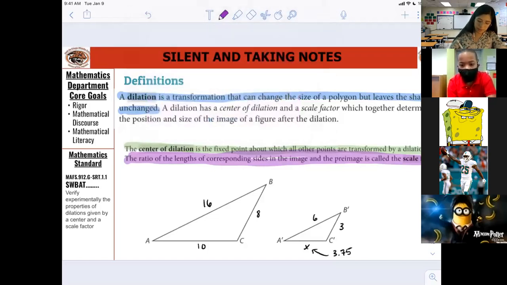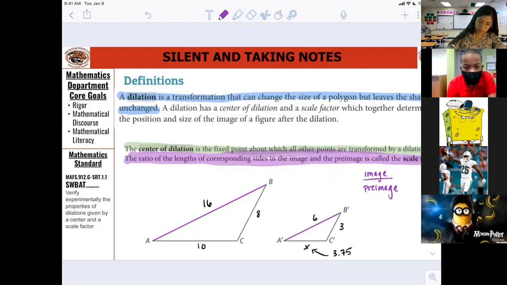So we know that, for example, AB corresponds to A prime B prime, right? And what we have is a scale factor. So we just wrote that down. The scale factor is the ratio of the lengths of the corresponding sides. The way that we want to do this is to always take the image over the pre-image. This is our scale factor.